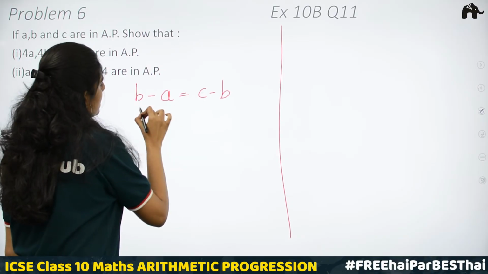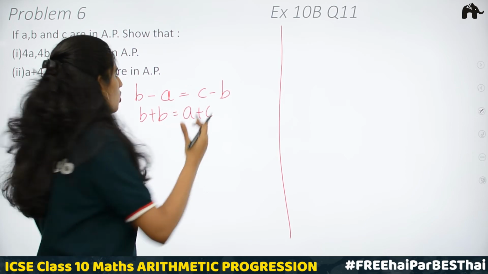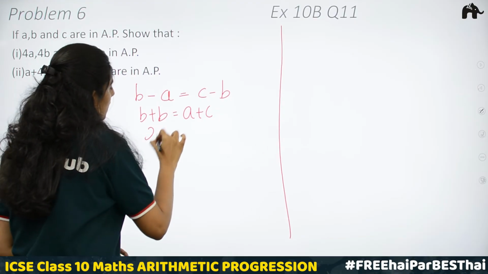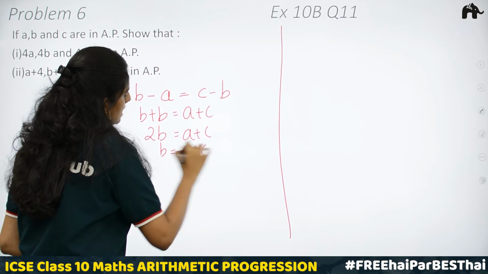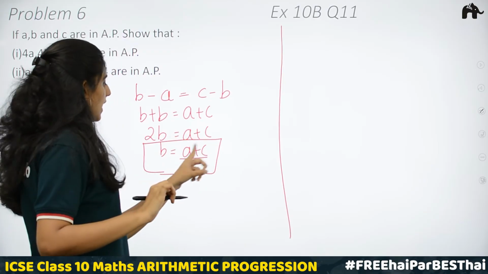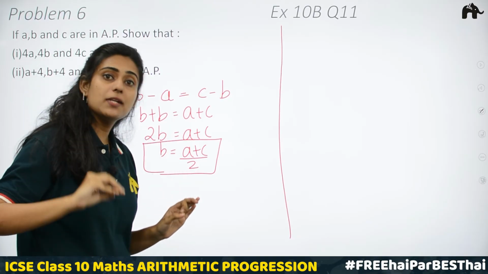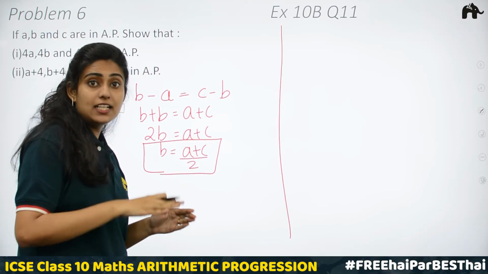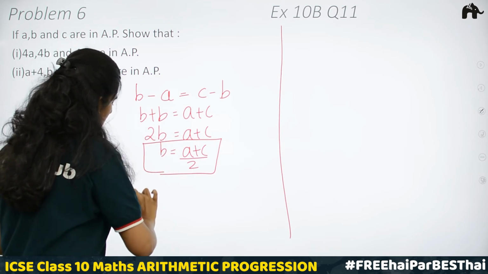From this we will be getting B plus B is equal to A plus C. Just what we did before, taking this minus B to the opposite side and minus A to the opposite side. 2B is equal to A plus C or B is equal to A plus C divided by 2. Now here we have to show that A plus 4, B plus 4 and C plus 4 are in AP. If they are in AP, again second term minus first term should be equal to third term minus second term. Here the second term is B plus 4.